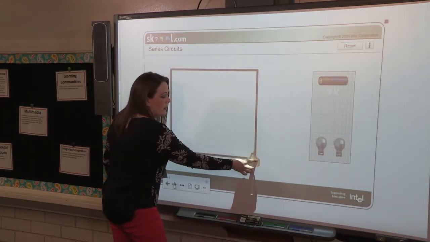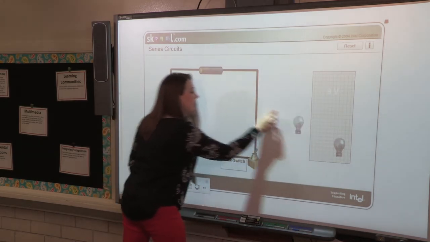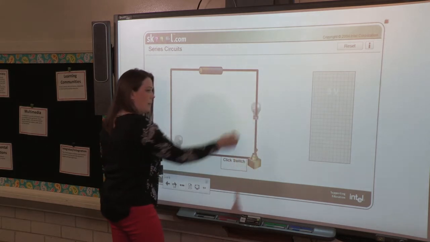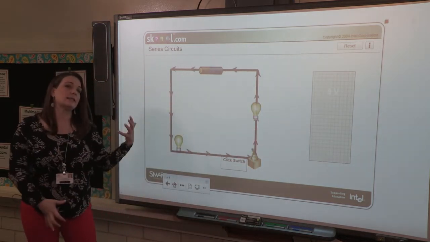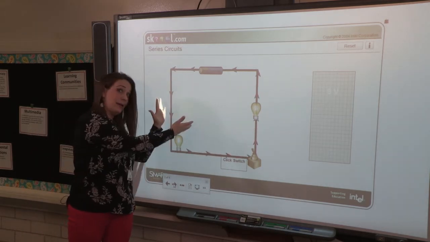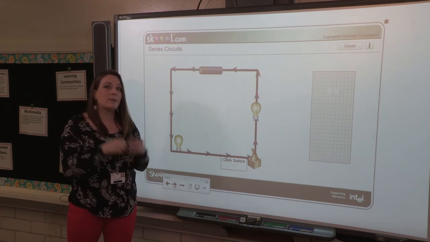parts of a circuit. So I could move the switch in, bring the battery, put light bulbs on the line, and then I can click the switch and we can see what happens, and we can discuss what all the different components are, connect the learning. The students could come up here and manipulate this and really get some hands-on experience.